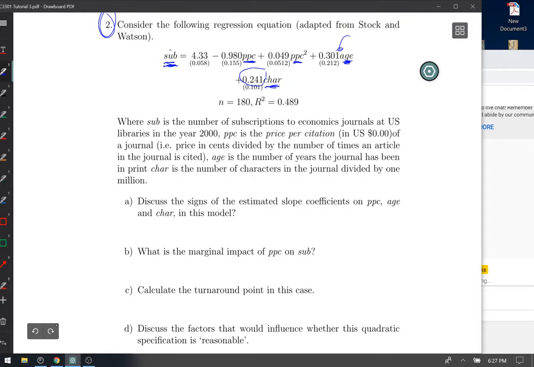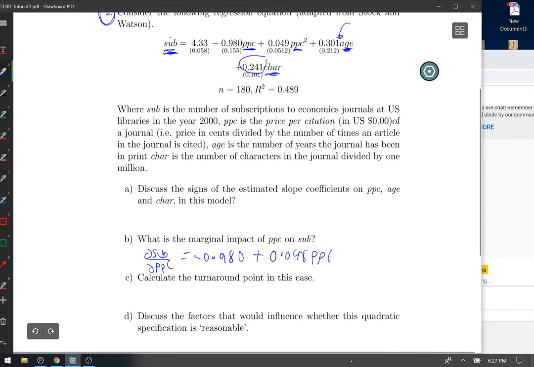All you do is differentiate. You want to differentiate subscriptions with respect to PPC, and here we're going to get minus 0.098 PPC. So I'm going quite quick. We went through this in a lot of detail. And it makes sense. Now there's a non-linear... it's still linear in parameters, right? There's a linear parameter on each of these regressors, but there could be a non-linear relationship between subscription and price per citation.